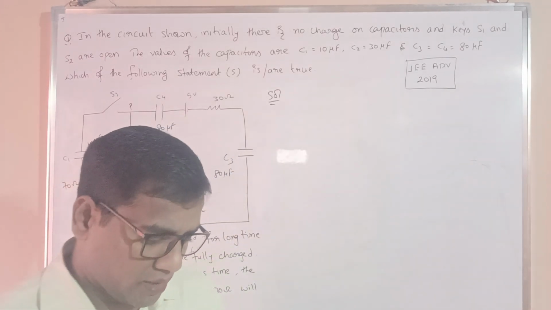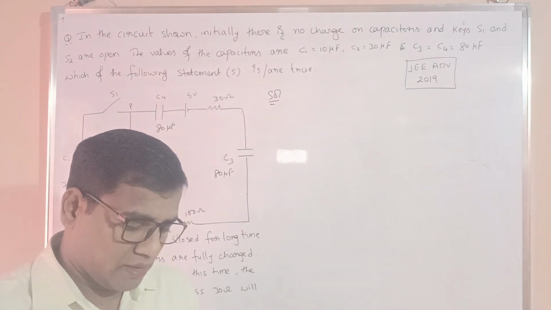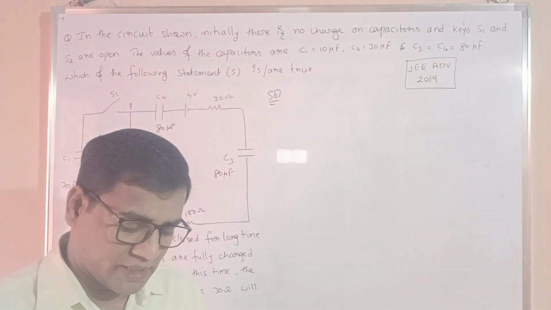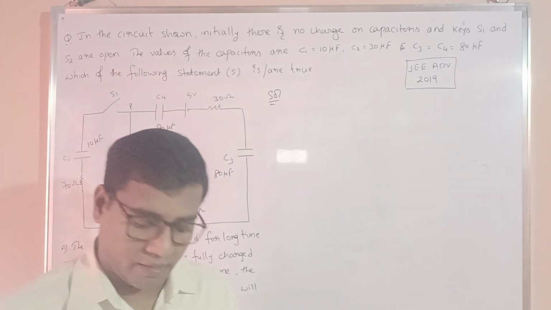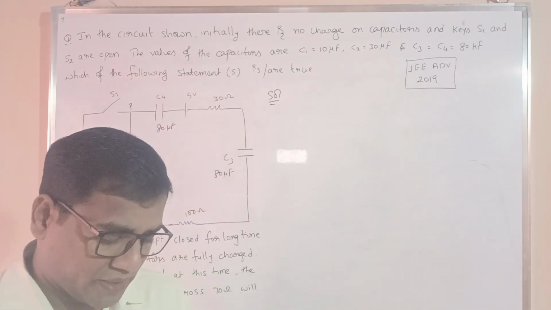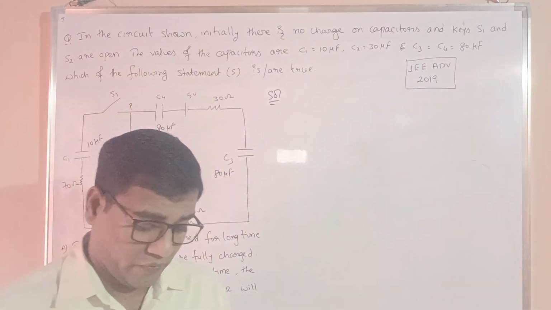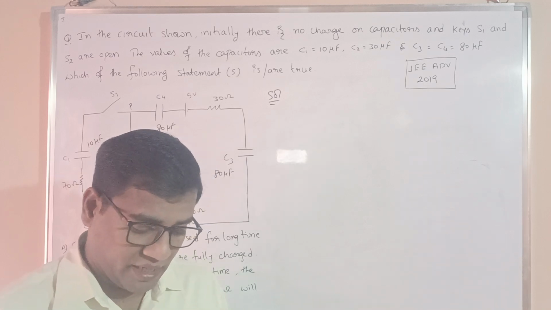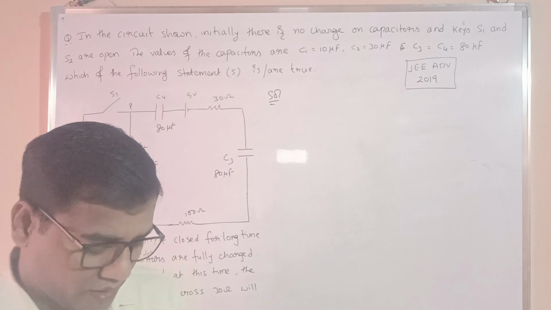Dear students, in this question, in the circuit shown, initially there is no charge on capacitors and keys S1 and S2 are open. The values of the capacitors are C1 is 10 μF, C2 is 30 μF, and C3 is equal to C4 which is equal to 80 μF.